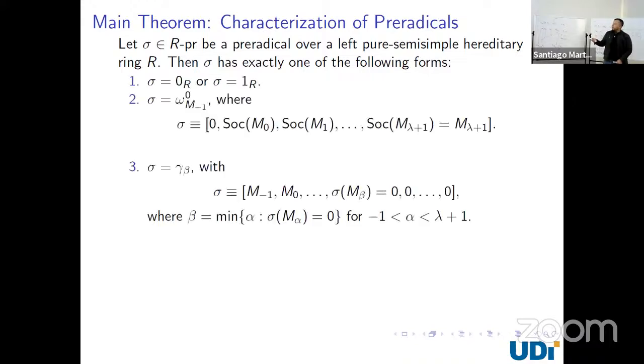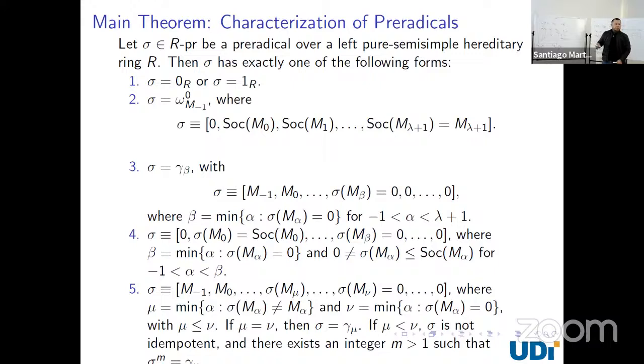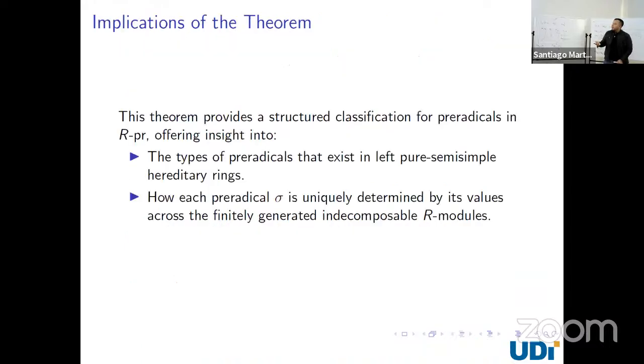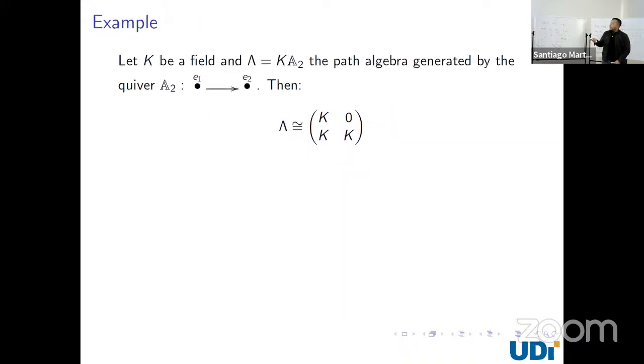So then we got this new theorem that tries to extend how we can describe radicals in the pure semi-simple hereditary rings with two simple modules. And there are implications here. For example, the types of radicals that exist in the pure semi-simple rings, how can we see them? How a radical is uniquely determined by its values across the finitely generated indecomposable R-modules. And we get an example here.